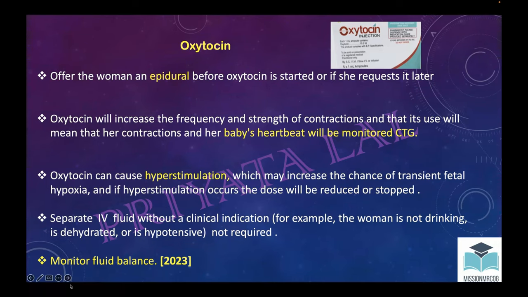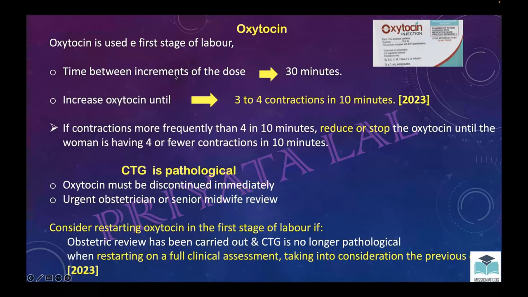Now, apart from this, usually when oxytocin infusion is started, the time in between increasing the dose would be 30 minutes. Apart from this, how many contractions do you want? It is 3 to 4 in 10 minutes. This is again a change. Previously, it was 4 to 5. So now they have put that oxytocin is increased to achieve 3 to 4 contractions in 10 minutes. If the contractions are more than 4, what will you do? Either you stop or you reduce the dose, but contractions should not be more than 4. So this part is new in this guideline.